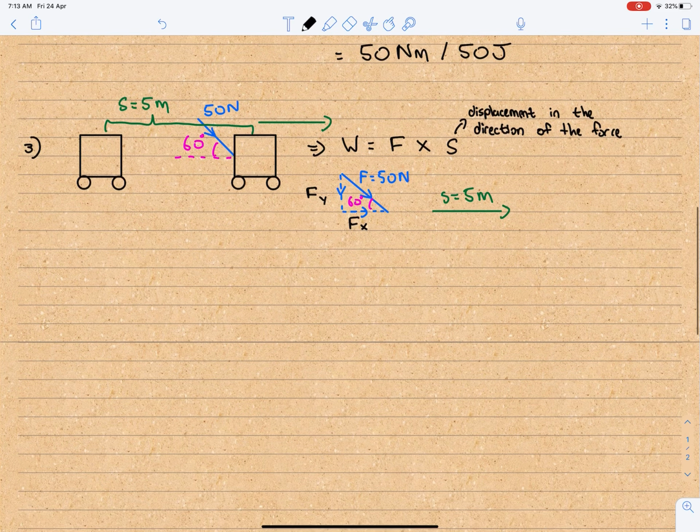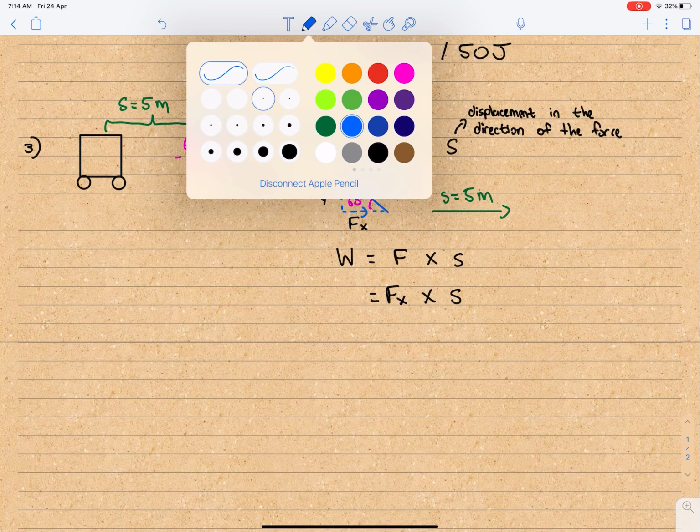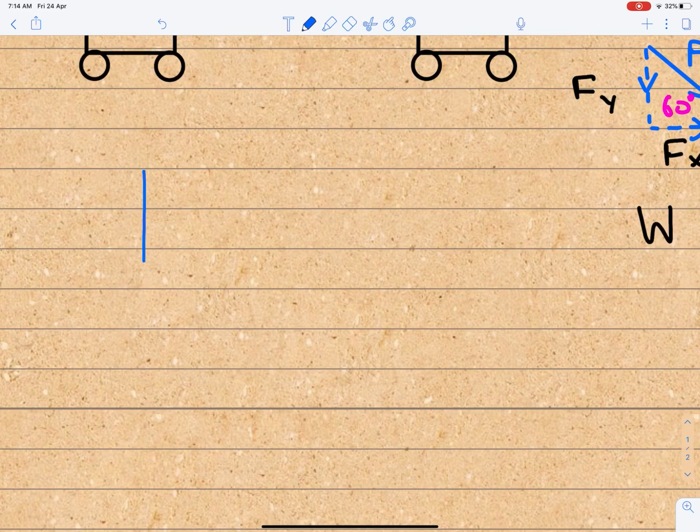So what we are going to do is, W is equal to F times S, and in this case, the force that is in the same direction as the displacement is Fx, so Fx times displacement. So how to find Fx? Fx can be found from the Pythagorean theorem. So this is 60 degrees. This is your F, equal to 50 Newton. This is your Fx, and this is your Fy.